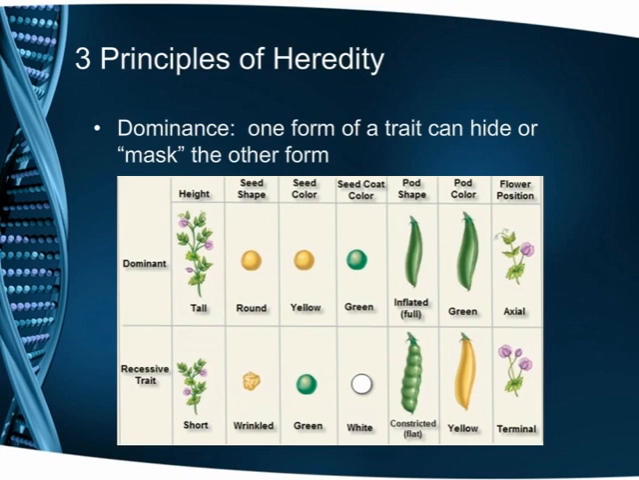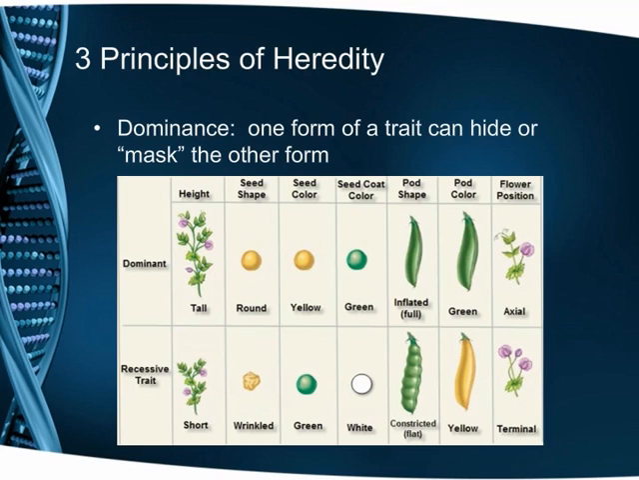We're now going to record those 3 principles of heredity in the space provided on your graphic organizer. The first principle of heredity is the principle of dominance. So don't only write in the word dominance, but go ahead and write the definition for that as well. One form of a trait can hide or mask the other form.